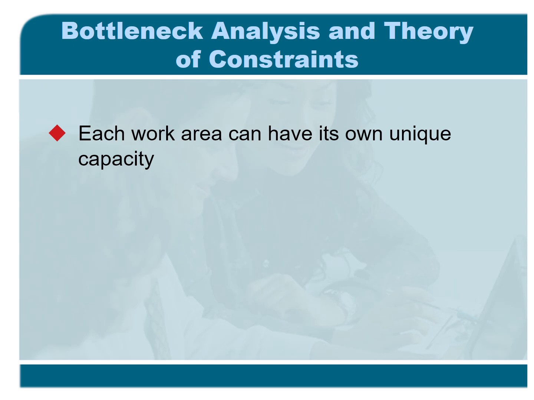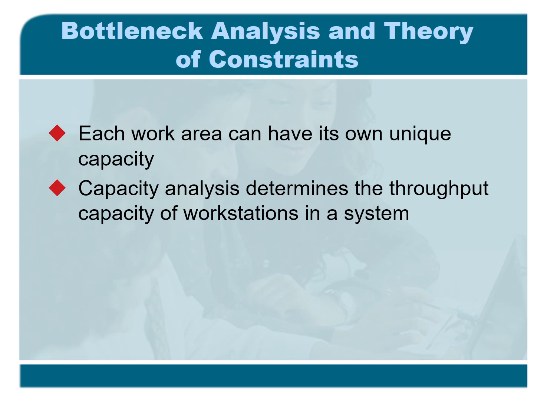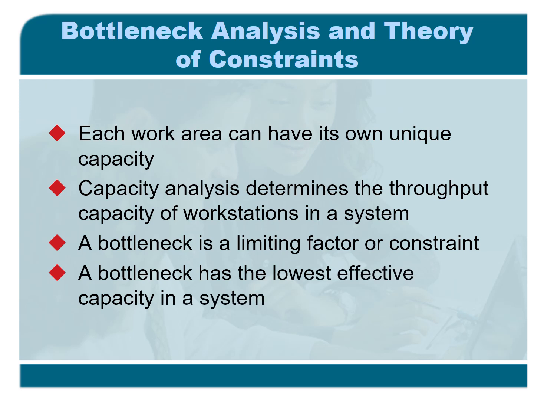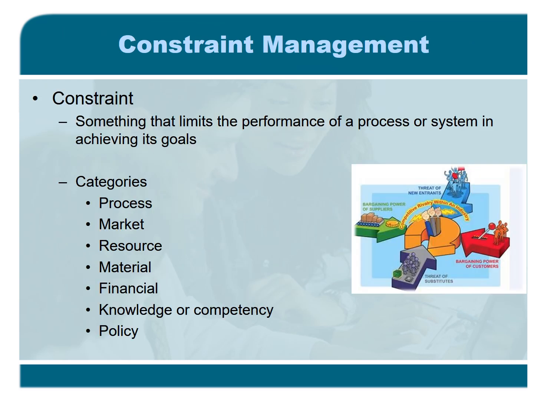Doing a bottleneck analysis and theory of constraints, each work area can have its own unique capacity. Capacity analysis determines the throughput capacity of a workstation in a system. But a bottleneck is a limiting factor, or what we call a constraint. A bottleneck has the lowest effective capacity in the system. A constraint is something that limits the performance of a process or system in achieving its goals. It could be the process, could be the market, could be your resources, your material, could be financial, could be some policy or a lack of knowledge or competency.